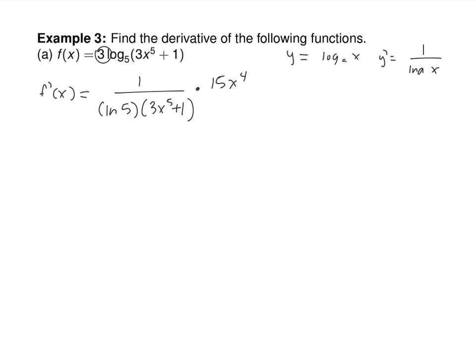and I also forgot one thing. I forgot there's 3 right there, but it just stays in the front, right? Because as a constant, it just factors out. I just missed it by accident. So the only simplifying you can do is multiplying that 3 and that 15, which gives you f prime of x is 45x to the 4th over ln 5 times 3x to the 5th plus 1.